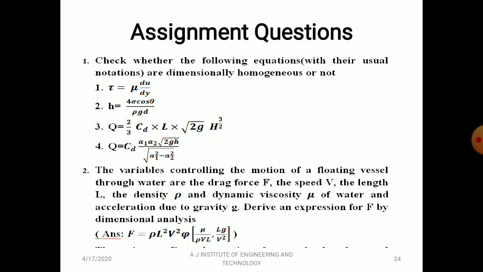Cos theta has no unit, so no dimension, divided by rho gd. So rho is density, kg per meter cube, g is acceleration due to gravity, meter per second square, d is diameter of the tube in meter.